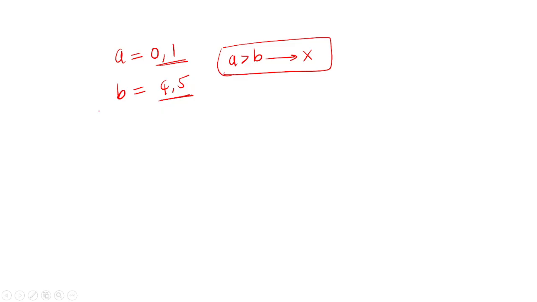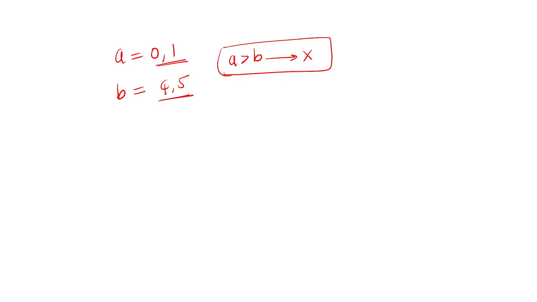See here, a equal to 0 comma 1 and b equal to 4 comma 5. So here a greater than b. What value are you getting? 0 greater than 4, the condition is not satisfied. In this case you will get don't care, because two values are there. So in this case, if it is a greater than b, you are getting x value.